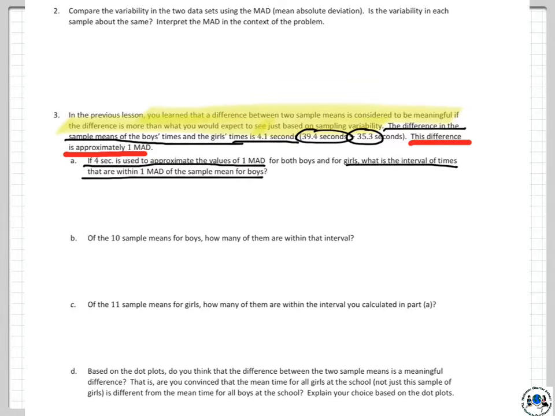It might seem a little bit obscure right now, and you might be like, huh? If that's the case, that's fine, but I'd like you to pause just so you can let that soak in, and just know that you need to apply this MAD here, which we're saying 4.1 seconds is 1 MAD. And we know the mean times of the boys and girls, they're here and here. See what you can do with that, and then come back and we'll talk about it.